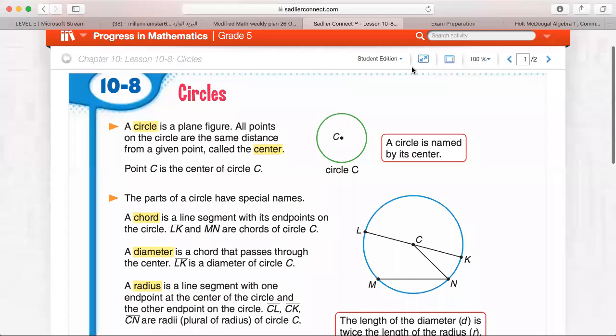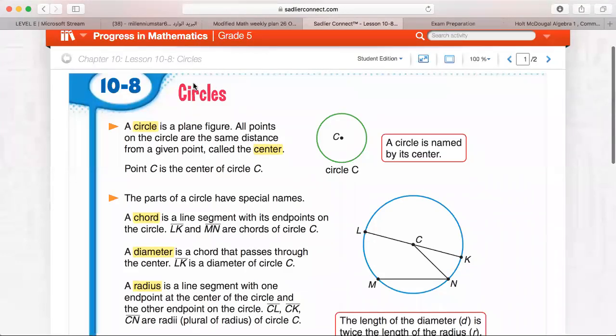A circle is a plane figure. All points on the circle are the same distance from a given point, called the center. Again, a circle is a plane figure. All points on the circle are the same distance from a given point, called the center. What does this mean? The point C is the center of the circle C.